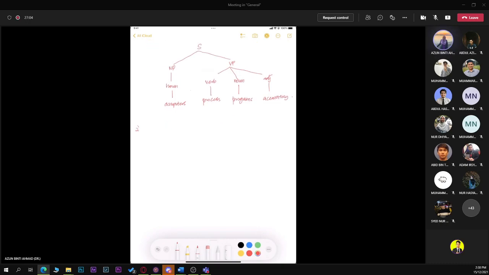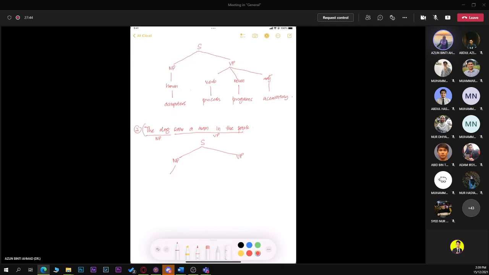And then I have another one. Another sentence. Kita try buat. The dog saw a man in the park. Okay, so we start with S for the whole, the dog saw a man in the park. So kita nak break into two. Okay, kita tengok sentence, the dog saw a man in the park. So the dog ni, confirm dia akan masuk dalam NP and the whole thing ada VP. Okay, so put NP and VP.